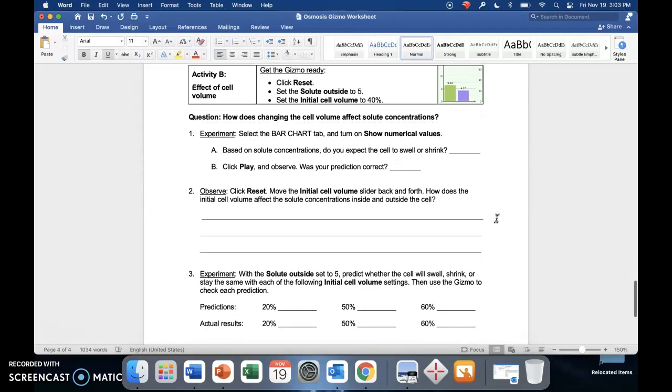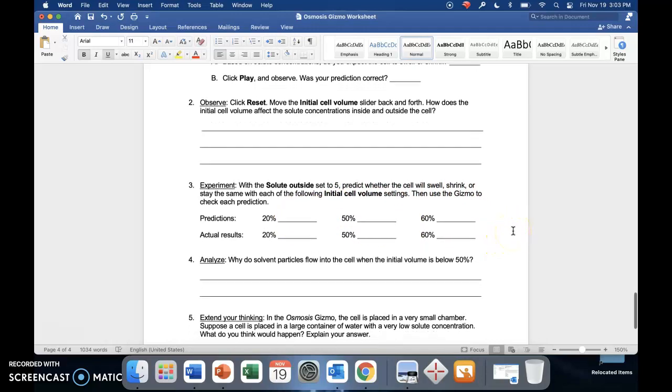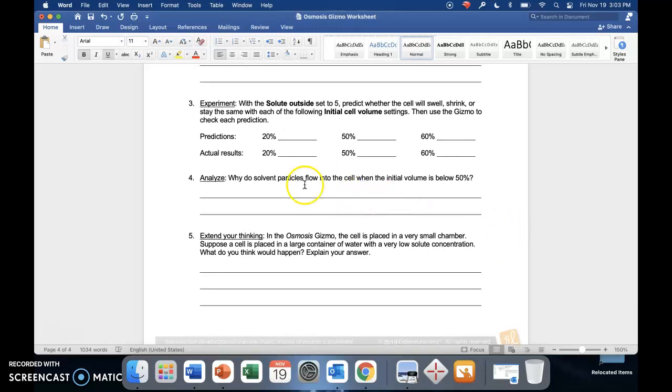And then on to activity B, doing a very similar thing. You can make some predictions here at the top, and then you're going to see what actually happens. Okay, again, you will simply be predicting, is it going to swell, shrink, or stay the same. Please make your predictions before and then see how you do. Okay, then please answer the last two questions. This is going to show me your understanding of what went on.